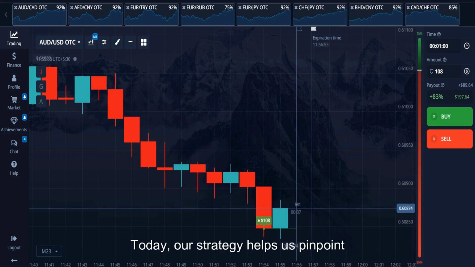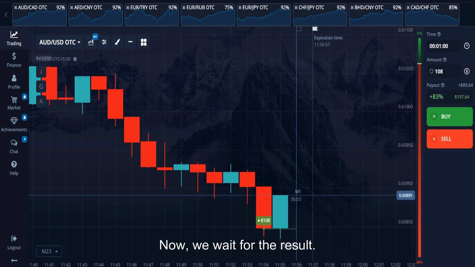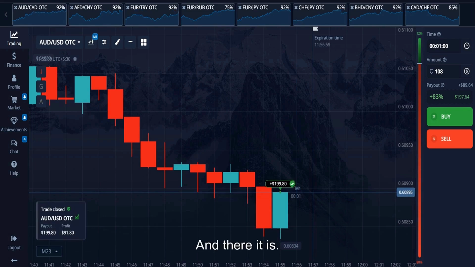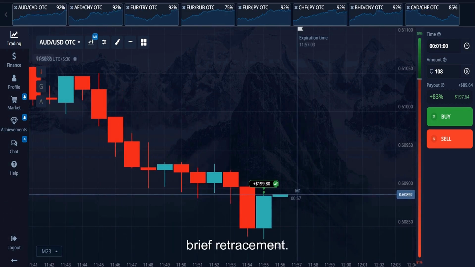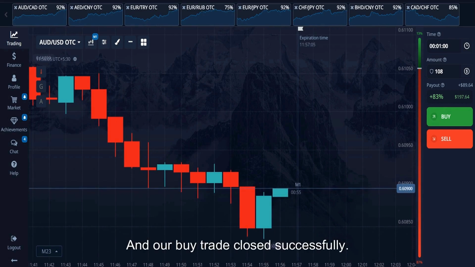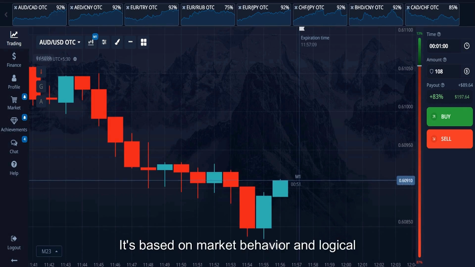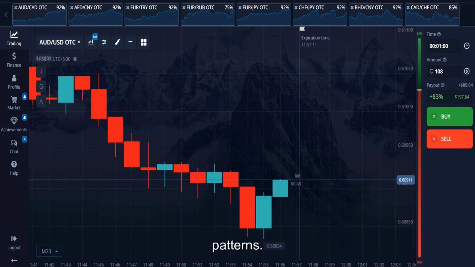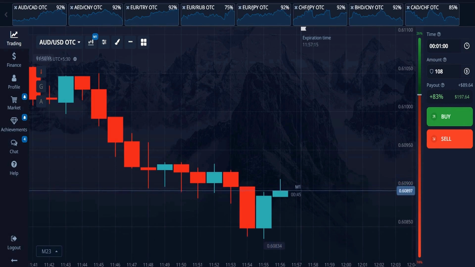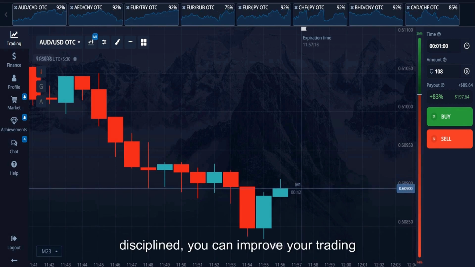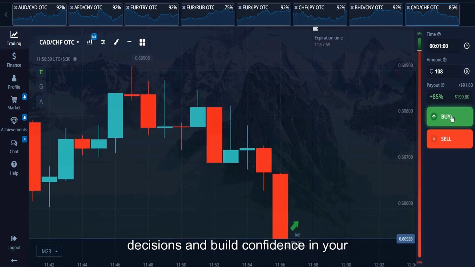Today, our strategy helps us pinpoint exactly where to enter. Now, we wait for the result. And there it is. As predicted, the market reversed for a brief retracement, and our buy trade closed successfully. This is why I love this strategy. It's based on market behavior and logical patterns. It's simple, effective, and easy to learn with practice. If you follow the steps and stay disciplined, you can improve your trading decisions and build confidence in your trades.